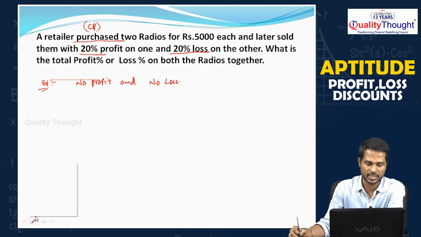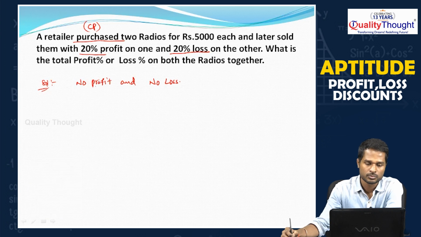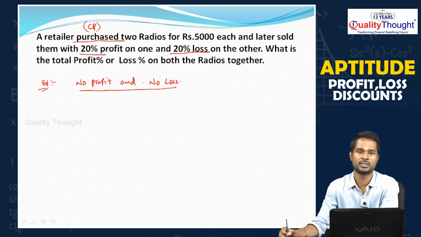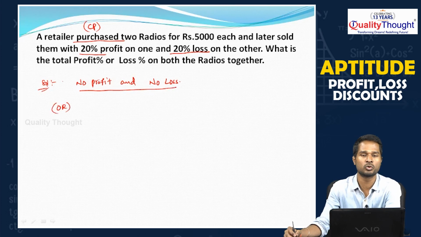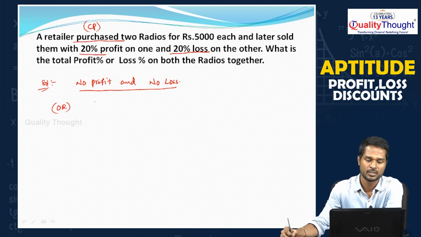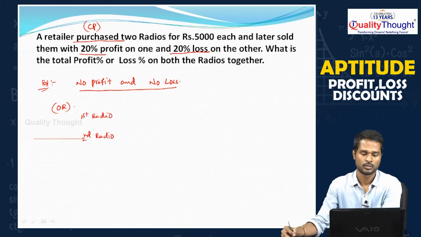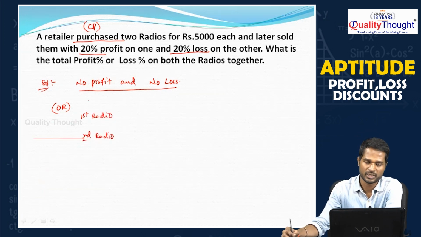If we want to check whether we are really going to get no profit. So, this is from the notes we have written. If we want to check whether we are seriously going to get no profit and no loss on both the materials together, let us see that. So, I will write here: first radio and second radio.